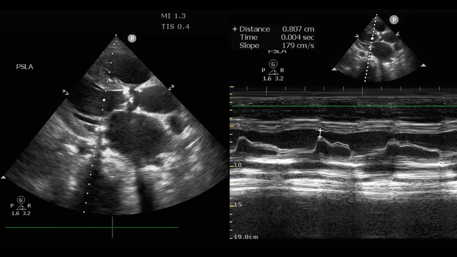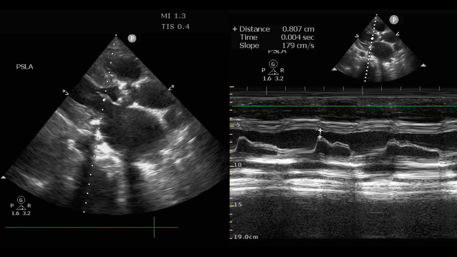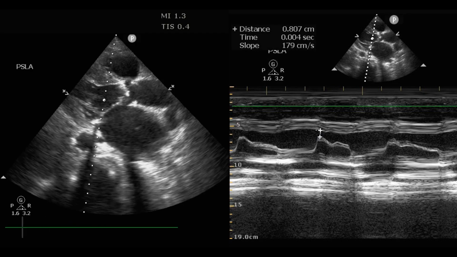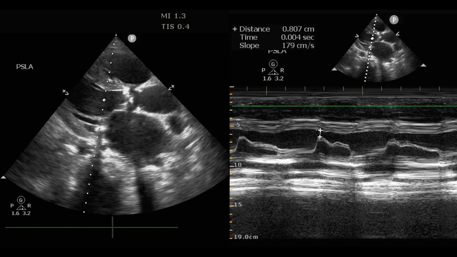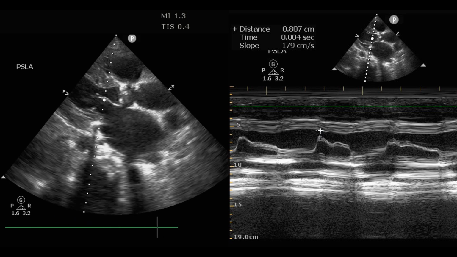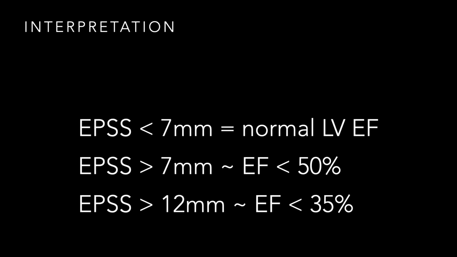And so last time we talked about this endpoint septal separation technique, the EPSS technique, where we looked at an M mode tracing through the mitral valve leaflet tip and saw how close that mitral valve leaflet tip got to the septal wall. And we use that as a correlation to left ventricular ejection fraction, right? And so we saw that there was an inverse relationship between the EPSS measurement and LVEF, meaning if your EPSS measurement is less than 7 millimeters, you tended to correlate with a normal ejection fraction, compared with one that was greater than 7 or greater than 12 millimeters, it correlated with a progressively reduced ejection fraction.